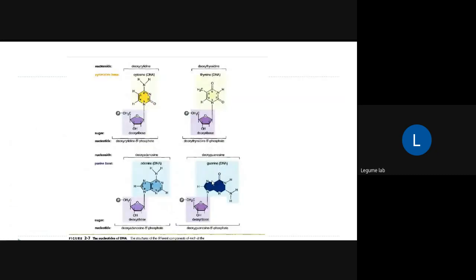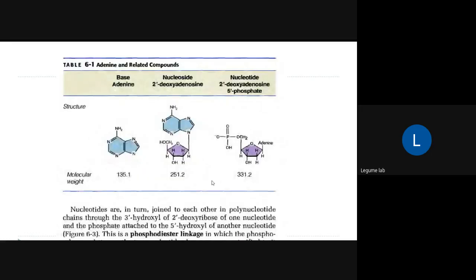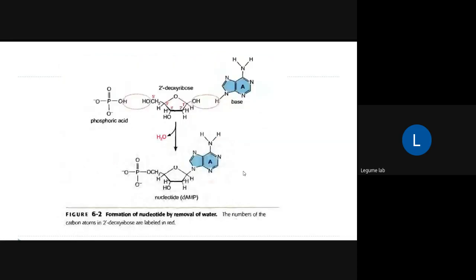Coming back to these 4 bases, you know that there are 4 bases present in DNA. All these bases have a specific molecular weight. This we have already discussed in earlier discussions. You should remember these values for almost all bases. So just keep that in mind.